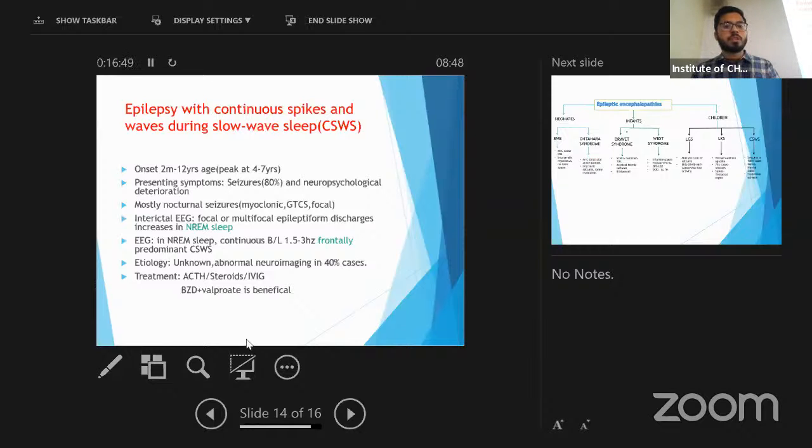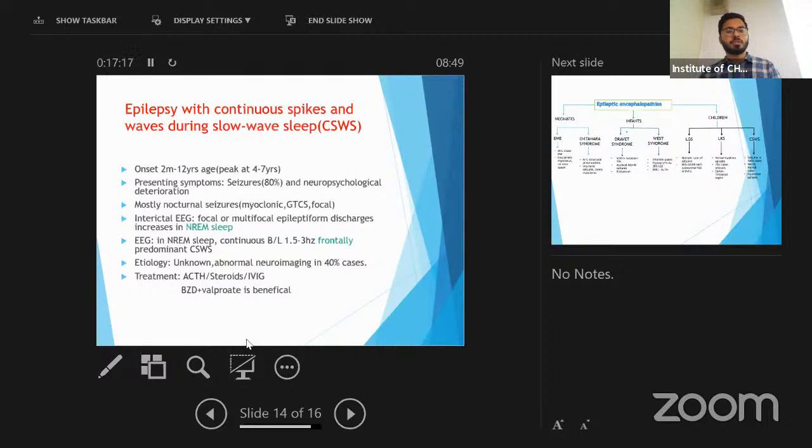Now, epilepsy with continuous spikes and waves during slow wave sleep. The onset is usually from 2 months to 12 years of age, which peaks at 4 to 7 years. The symptom is usually seizures in 80 to 100% of cases, and there may be neuropsychological deterioration. The seizures are mostly at night, which are myoclonic, generalized tonic-clonic, and focal seizures.